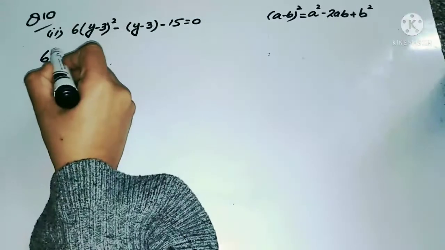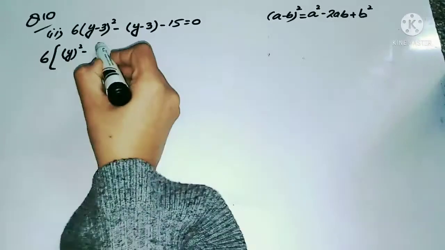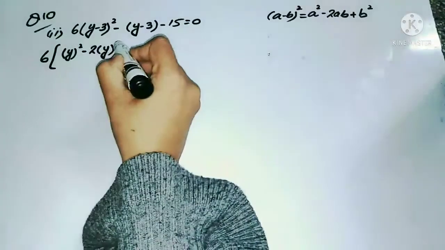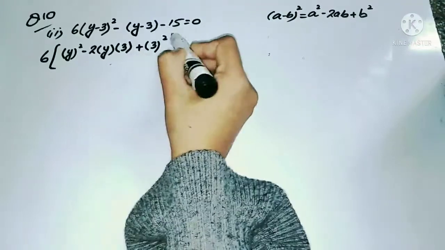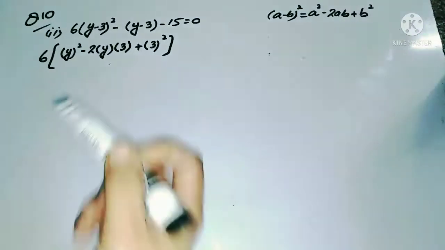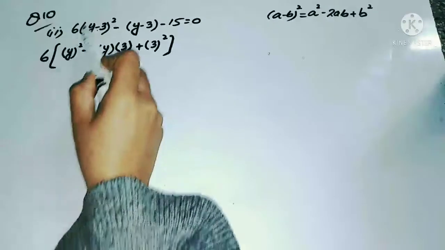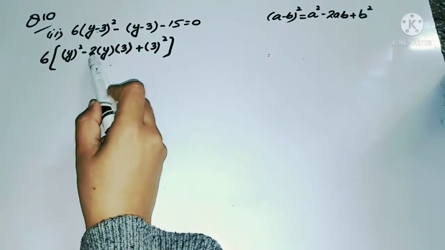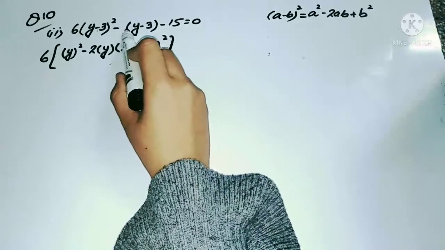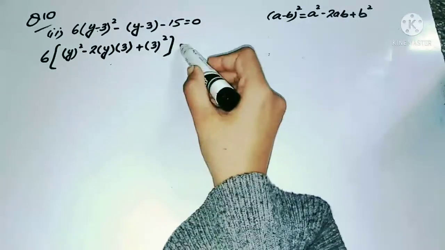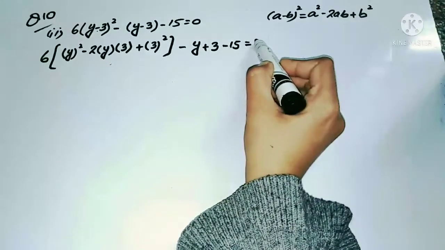So 6, now (a minus b) whole square, so a square minus 2ab plus b square. Okay, so I have used this identity in place of this (a minus b) whole square, which is equal to a square minus 2ab plus b square. So a is y and b is 3, so a square minus 2ab plus b square. Now write down. As you can see, there is a minus sign outside the brackets. When you open the bracket, signs inside the bracket will be changed to minus y plus 3, and this minus 15. It's equal to 0.